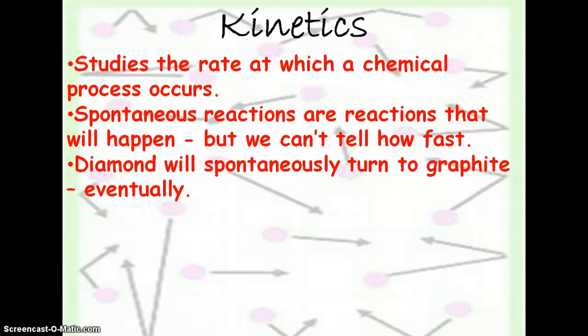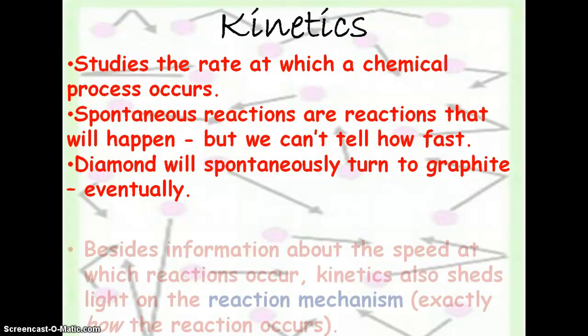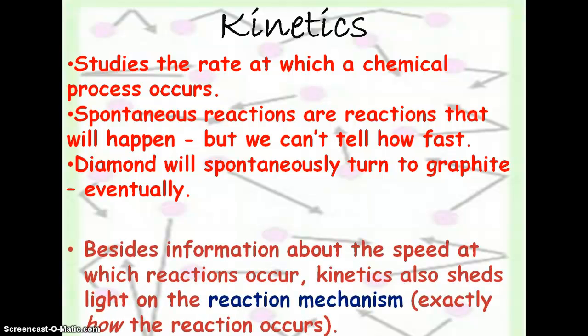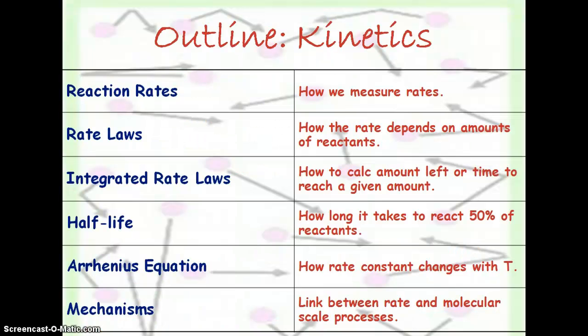So an example would be diamond. Diamond will spontaneously turn into graphite eventually. So we can study kinetics to figure out how long this process takes. Kinetics also gives us some information about the reaction mechanism, which is exactly how a reaction occurs, exactly what atom is interacting with which other atom.